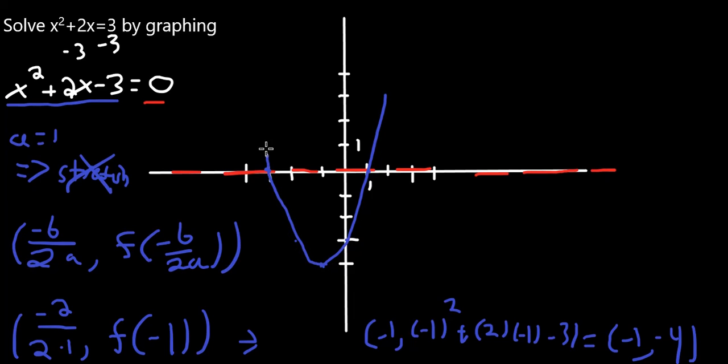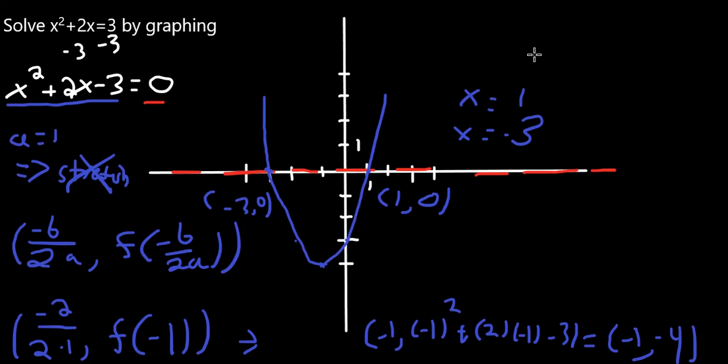Now let's look at this parabola. If this parabola represents x squared plus 2x minus 3, and we want to find when it equals 0, then the intersection between this red line, which represents y equals 0, and the blue parabola will have solutions at the roots of the parabola, which is at the points 1, 0, and the other point is negative 3, 0. So this tells me that our solution is x equals 1 and x equals negative 3.